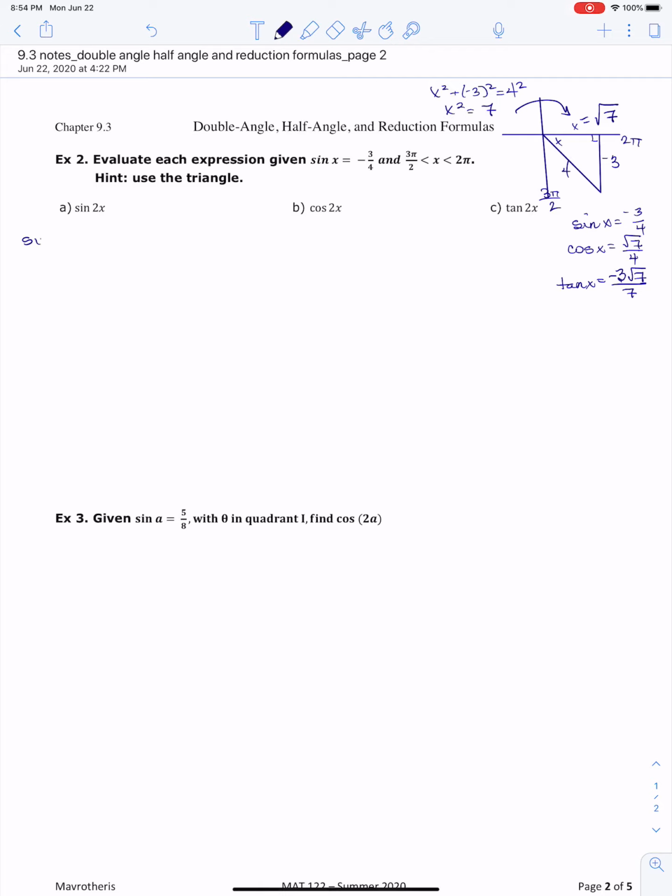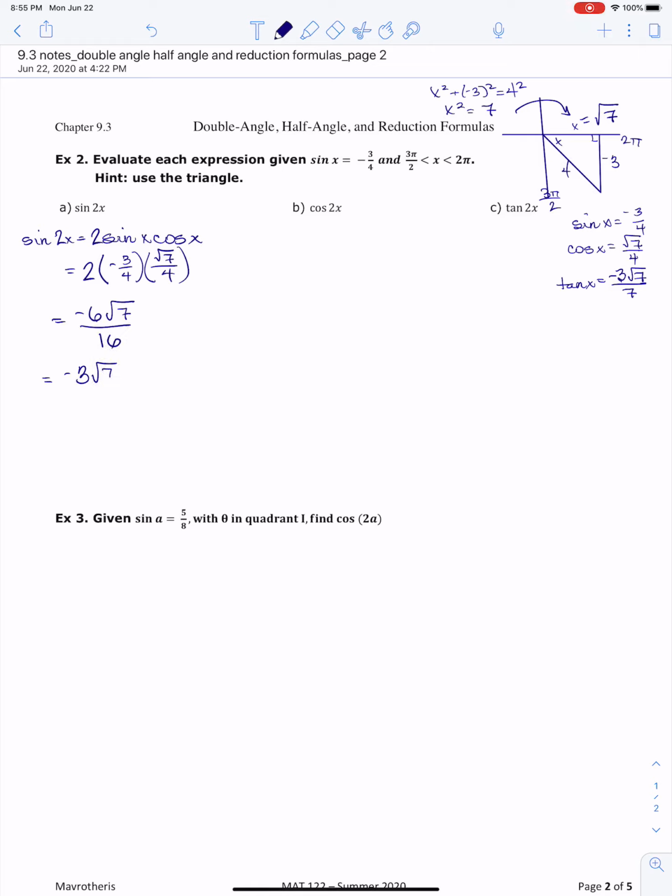Okay, so let's start with the sine here. Sine of 2x equals 2 times the sine of x times the cosine of x. 2 times our sine of x, negative 3 over 4. Our cosine of x is square root of 7 over 4. Multiplying straight across, we get negative 6 square roots of 7 over 16, and we can reduce that: negative 3 square roots of 7 over 8. I am not going to crank that into a calculator and get a decimal approximation. We want this exact value.